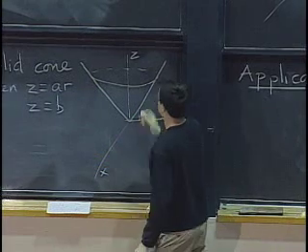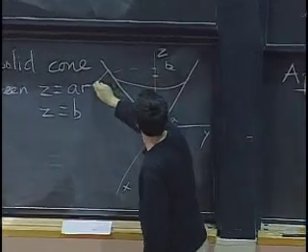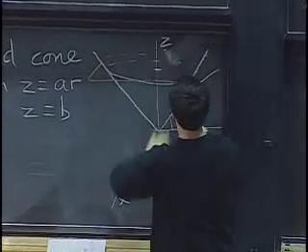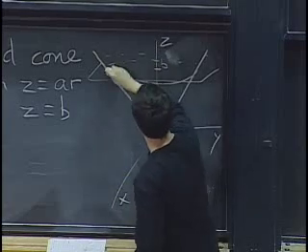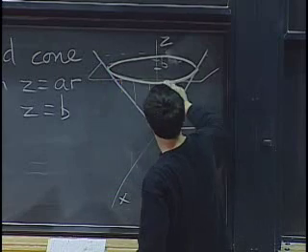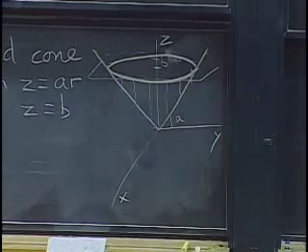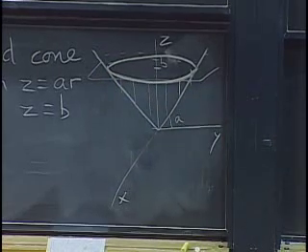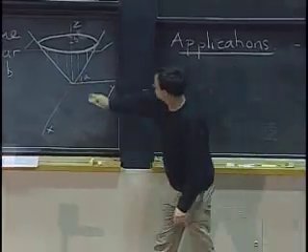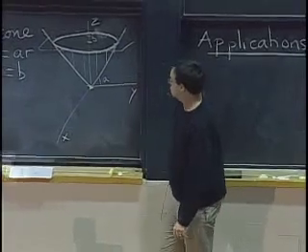And z equals b just means we stop in a horizontal plane at height b. Okay, so that solid cone really just looks like this. That's our solid. It has a flat, circular top, and then it's pointing, and the tip of it is at the origin.